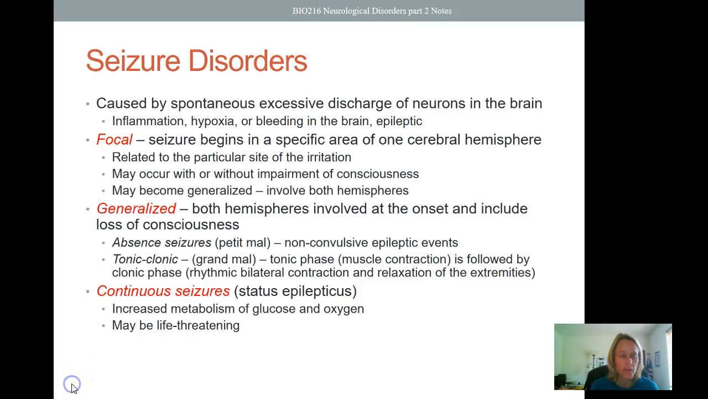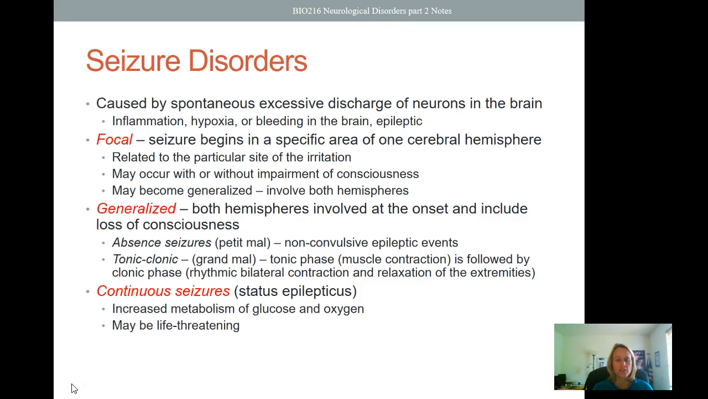Okay, finally, seizure disorders are caused by spontaneous excessive discharge of neurons in the brain due to inflammation, hypoxia, bleeding, or epilepsy. A focal seizure begins in a specific area of one cerebral hemisphere, and this area of the hemisphere is the area that's been irritated, say, by the bleeding or the inflammation. This can occur with or without impairment of consciousness. It may become generalized, in which case it involves both hemispheres.